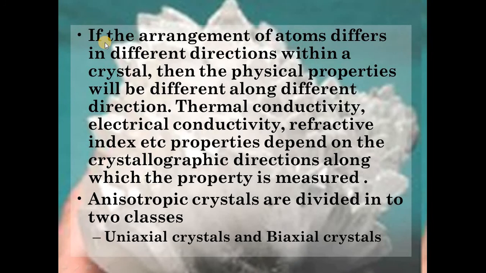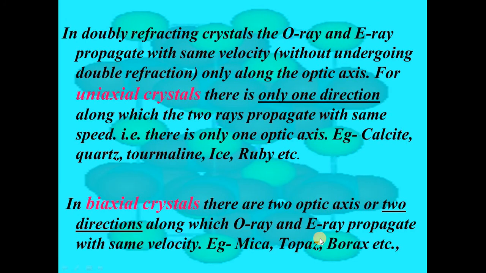Moving into detail, if the arrangement of atoms differs in different directions within the crystal, then the physical properties of the crystal may vary in different directions. Thermal conductivity, electric conductivity, refractive index, etc. are physical properties that depend upon the crystallographic directions. So materials can be classified into isotropic and anisotropic, and anisotropic crystals are further classified into uniaxial crystals and biaxial crystals. These are all qualitative things that you need to just go through.